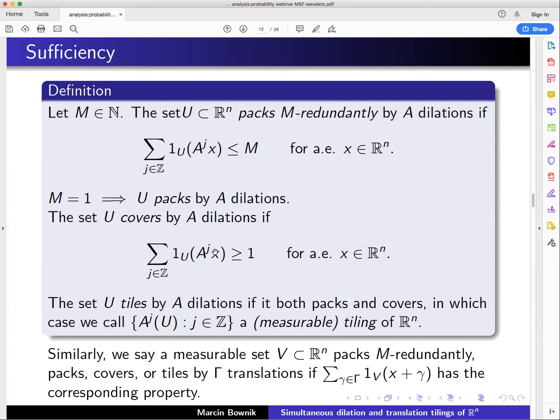Now, covers is the opposite. So you have the opposite inequality. And now the set tiles if it both packs and covers. That's what we call a measurable tiling. So we have equality here. You can say the same thing about packing by translations, tiling by translations and covering. I mean, that's just the same concept.